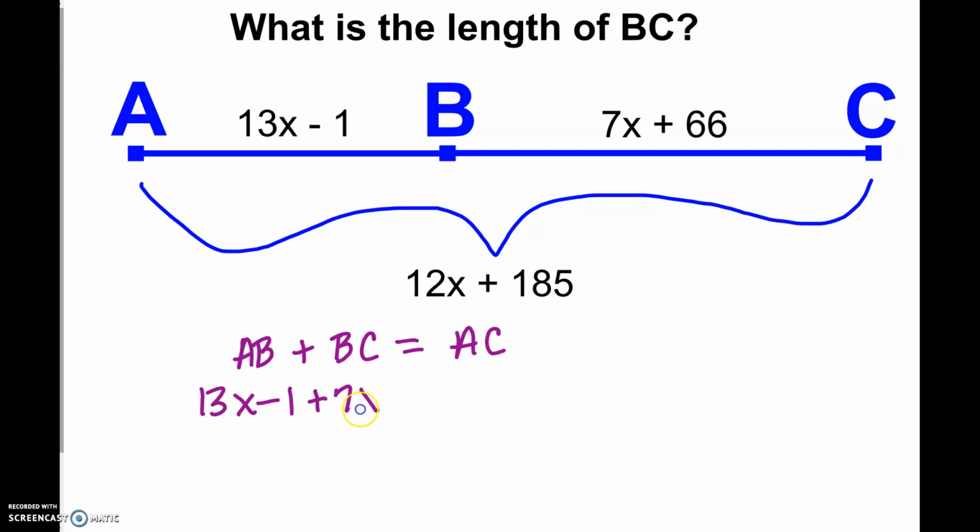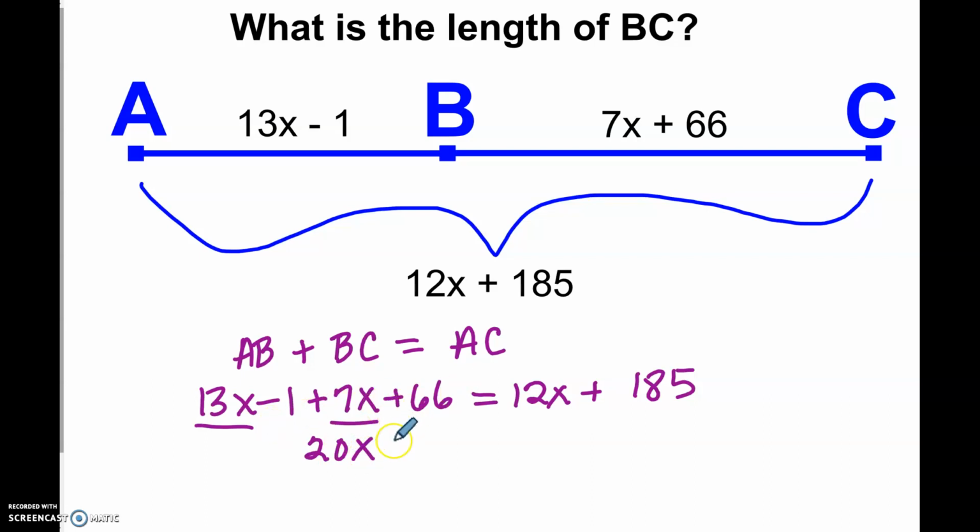So if we add that together and get a mathematical algebraic expression here, and now they tell us AC, which is going to be our whole length, is 12x plus 185. So it turns, from segment addition, into an algebraic expression. And so this is last year's stuff, combining like terms. So on the same side, we have 13x and 7x. So we have 20x. And we can combine the like terms of -1 plus 66 and get 65. And then there's nothing to combine over here, so we just have 12x plus 185.